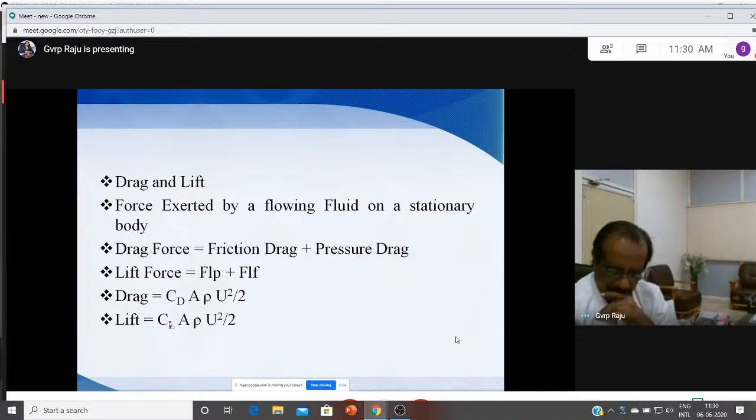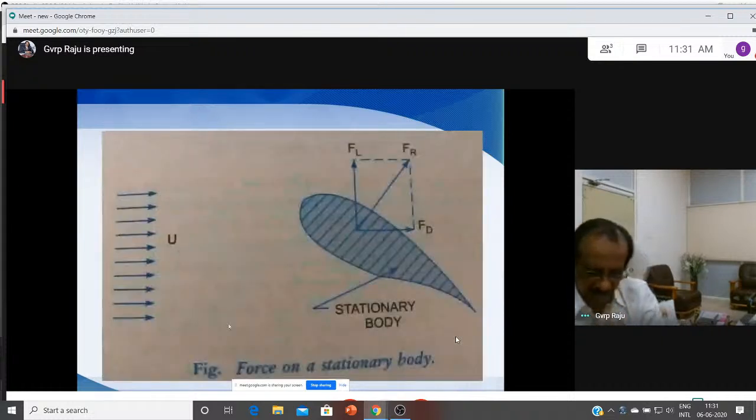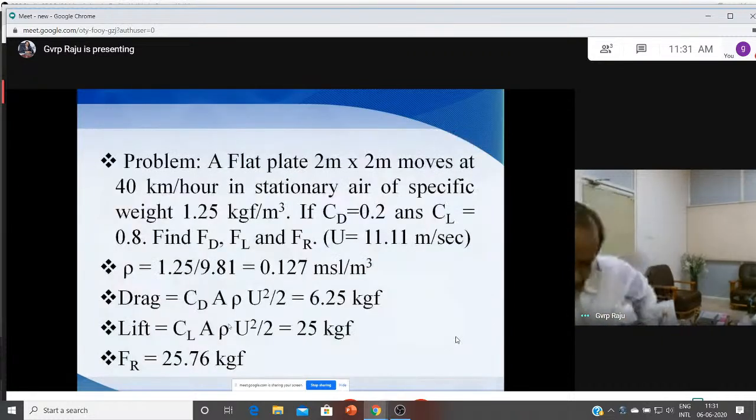So CL is the coefficient of lift, and lift is equal to CL A rho U square by 2. CL is the coefficient of lift, and the remaining are the same. A is the cross-section area, rho is the mass density, and U is the velocity, divided by 2. This is the drag force and lift force. Take a problem on that.